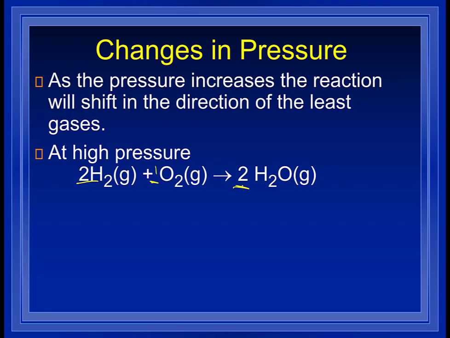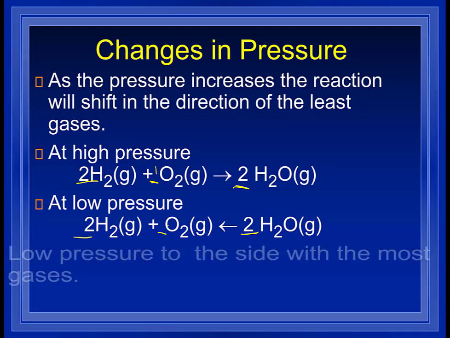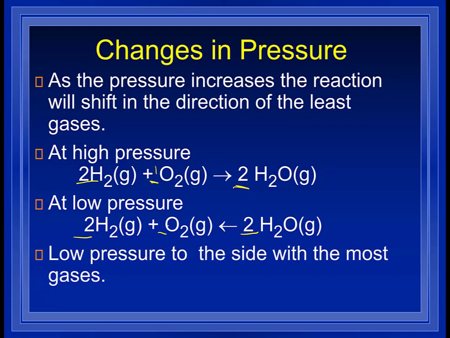So if I increase the pressure, it goes to the side with the least gas. And if I lower the pressure, it goes to the side with the most gas. This side has 2 moles of gas, this side has 3. So at low pressure, you try to lower the pressure, it makes more gas molecules, so there's more collisions, and the pressure goes back up. So it tries to undo whatever you did to it. So low pressure favors the side with the most gas, high pressure favors the side with the least gas.